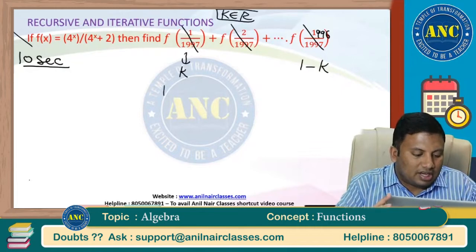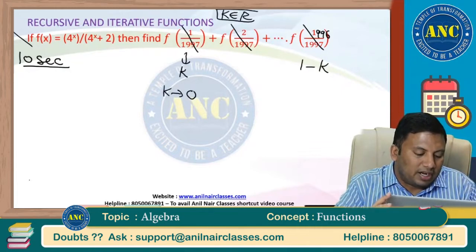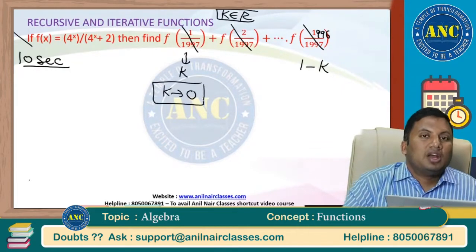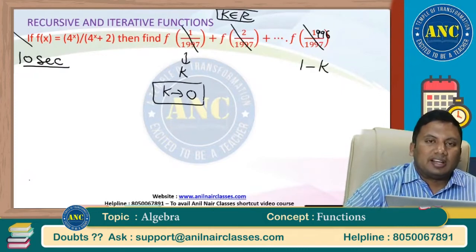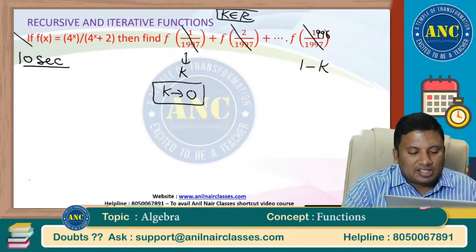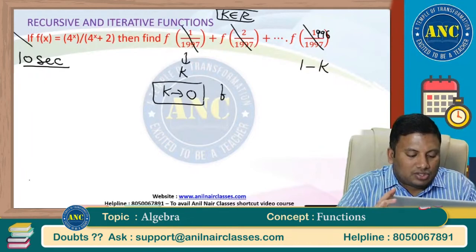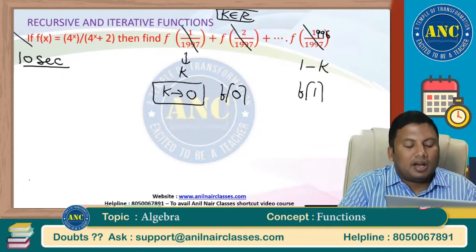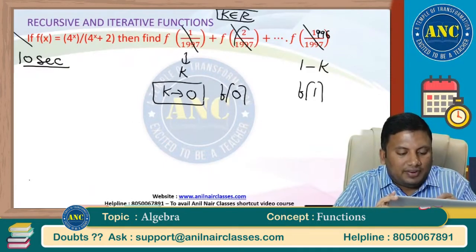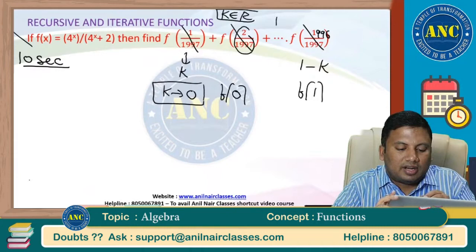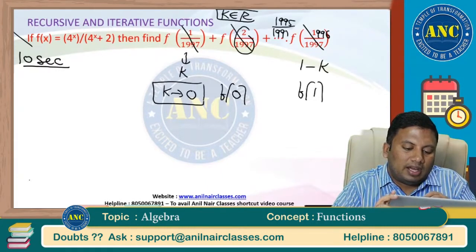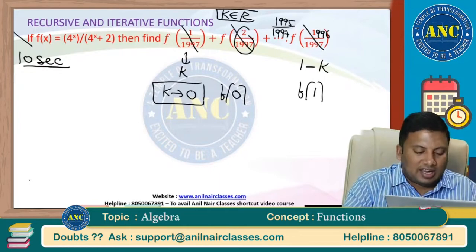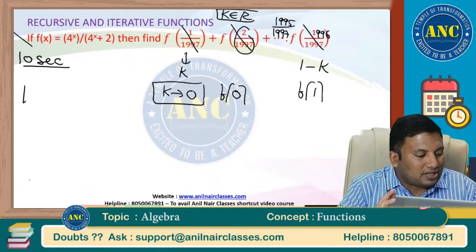So that means a function will satisfy all the values that the domain of the variable is taking. If I take k value 0, this will become f of 0. This will become f of 1. Are you all with me? Similarly, if it is 2 by 1997, the previous value will be 1995 by 1997. Again, it is 1 minus k. So f of 0 plus f of 1.